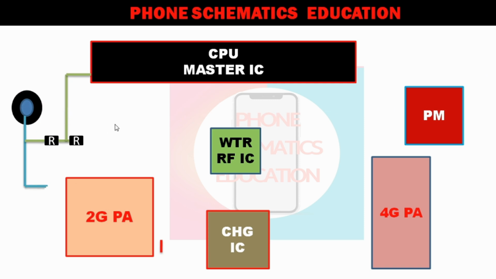Now this line goes to the 2G power amplifier, right? Because our 2G power amplifier is also working as an antenna switch. Clear? Now get back to the schematics, and discuss the other lines.